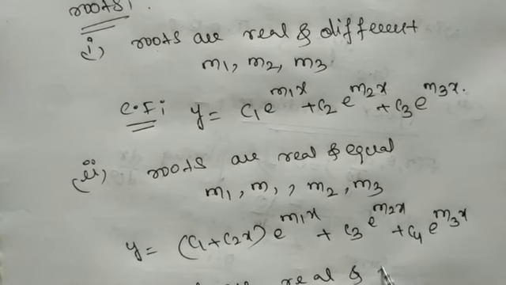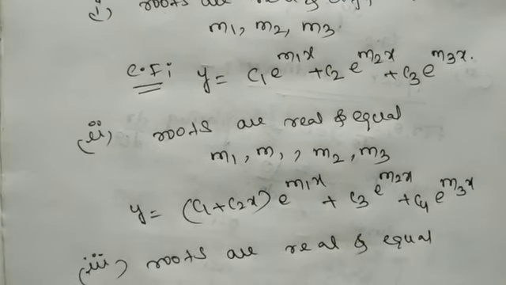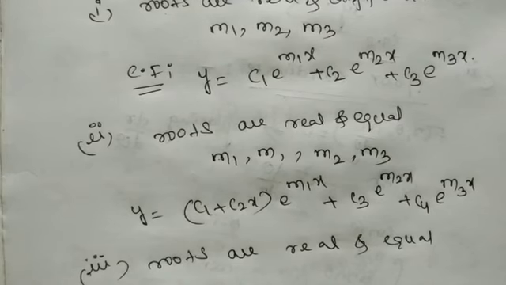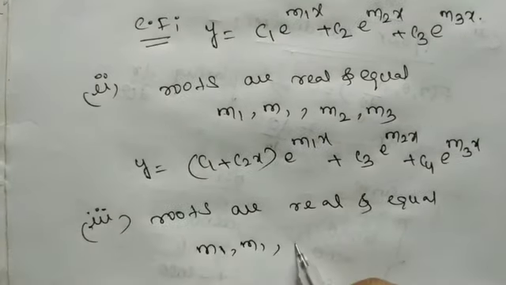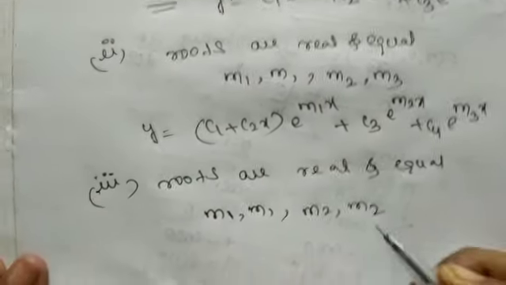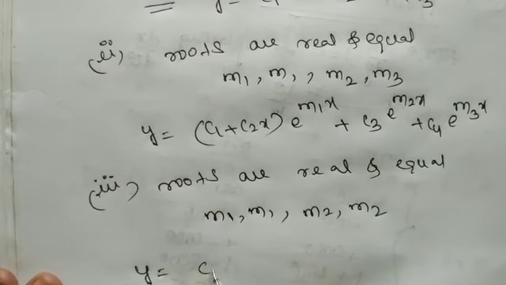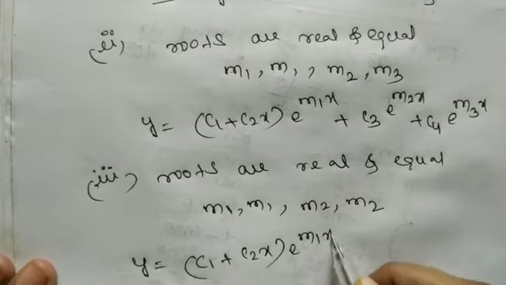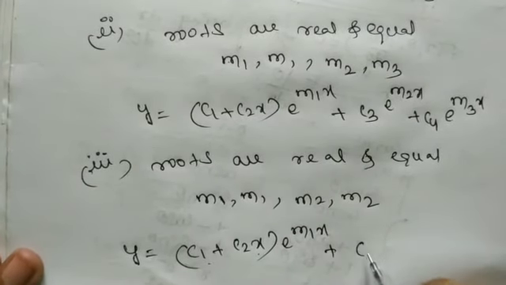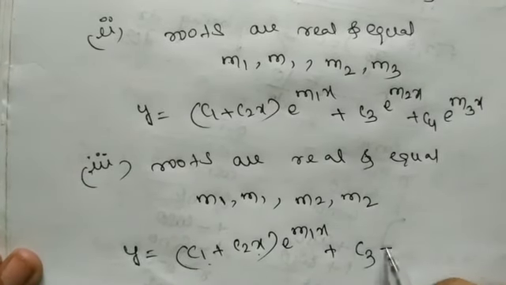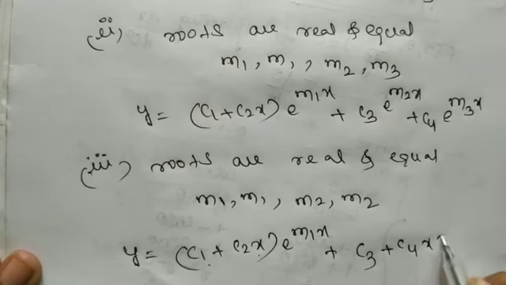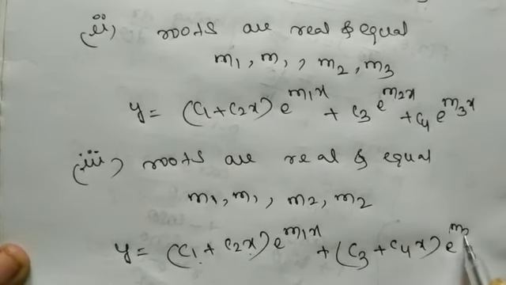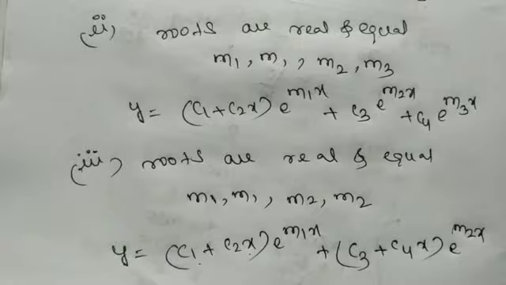Next, the third one, if the roots are real and equal, that is 4 roots, 2 roots here, m1, m1 and m2, m2. So that is y = (c1 + c2 x) e^(m1 x) + (c3 + c4 x) e^(m2 x).